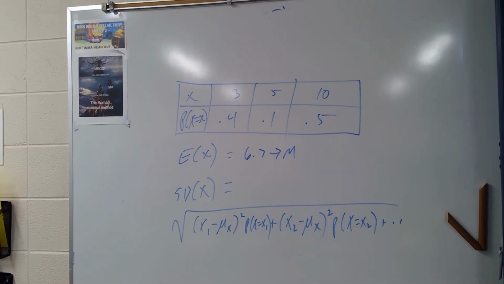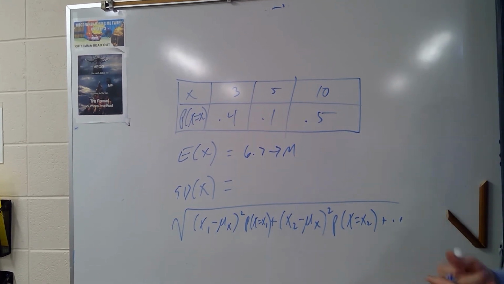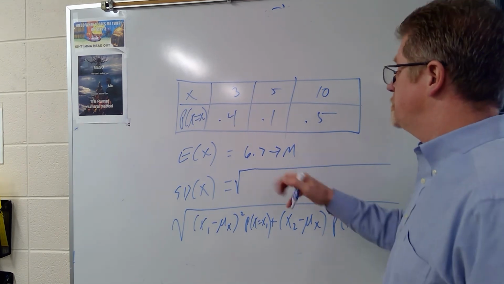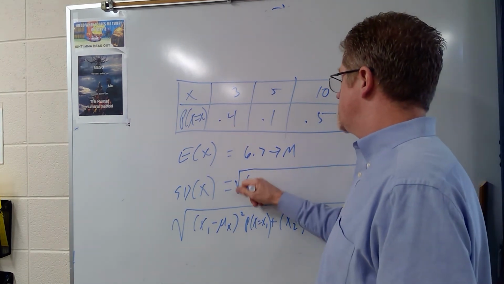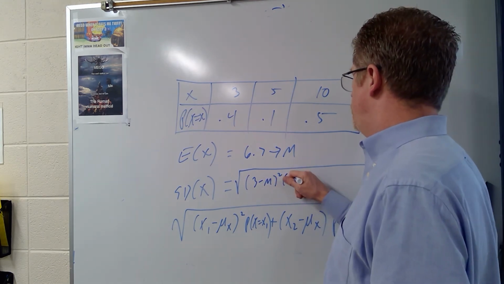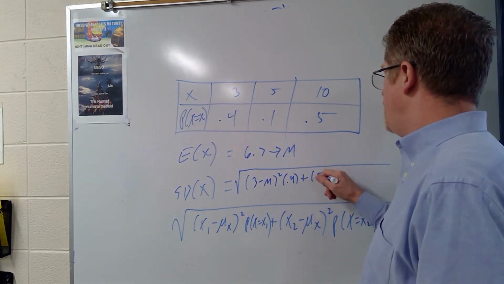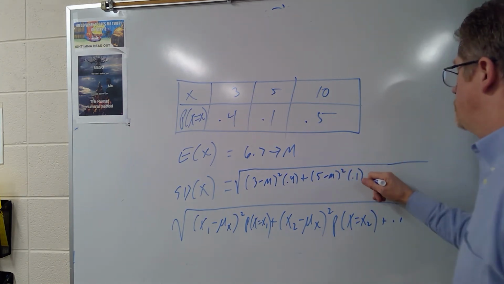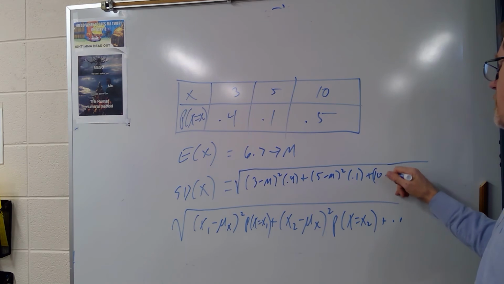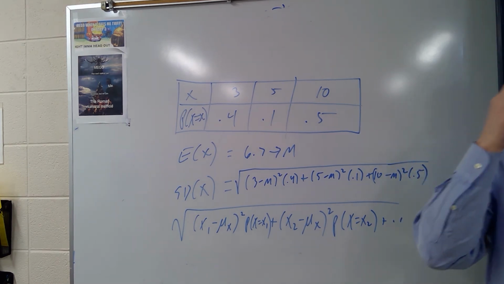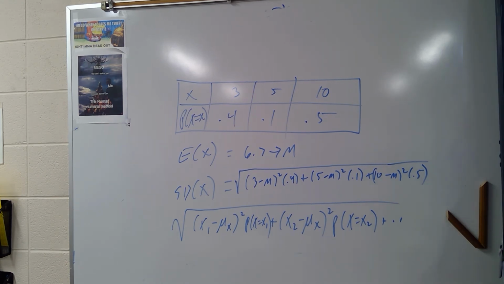I'm going to pause while you finish that up. Okay, I'm going to start talking through this one. Some of you are still typing it into your calculator. If you type 6.7 for M, I hope you're seeing 3 minus M quantity squared times 0.4 plus 5 minus M quantity squared times 0.1 plus 10 minus M quantity squared times 0.5. Hopefully that's how it looks on your calculator when you type it in.